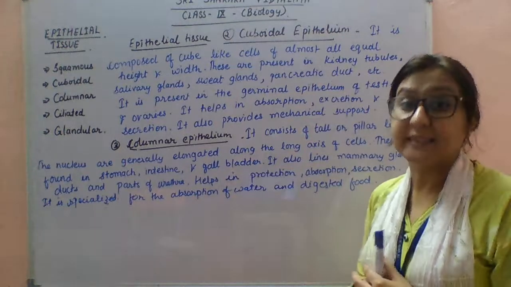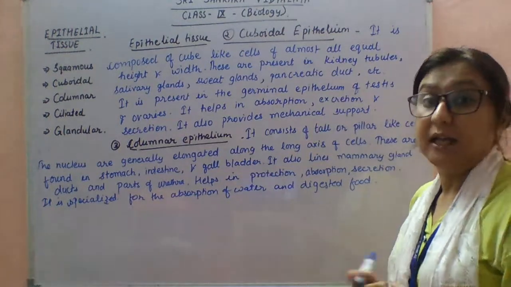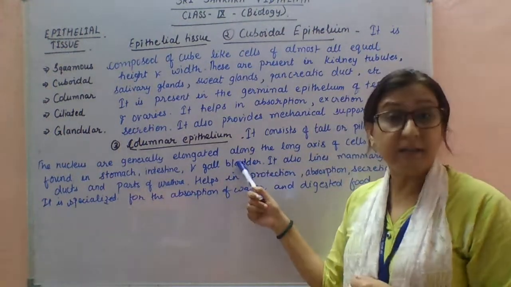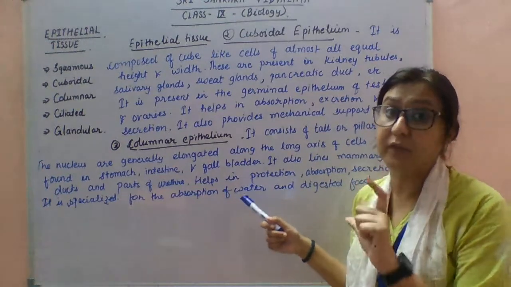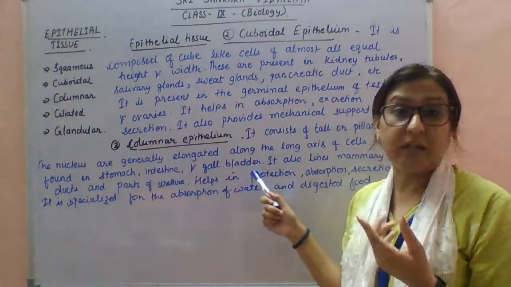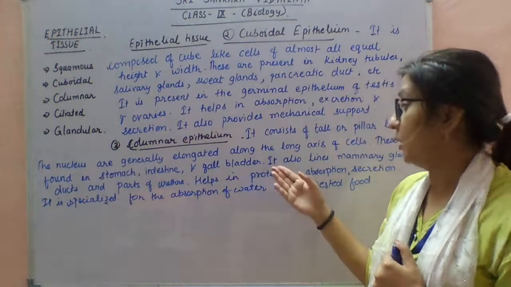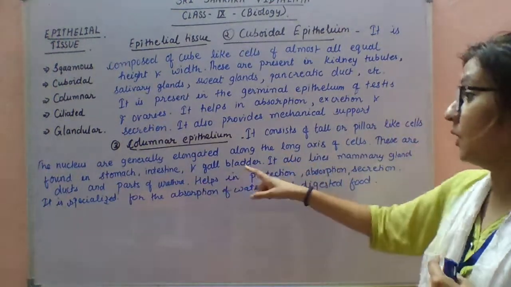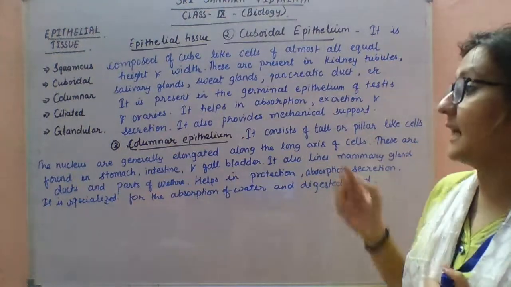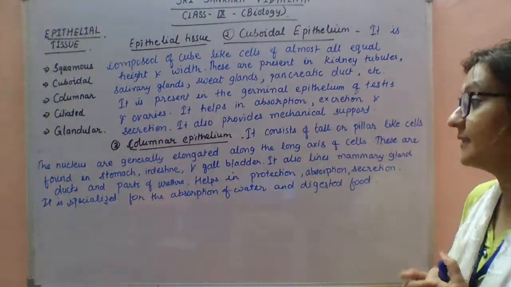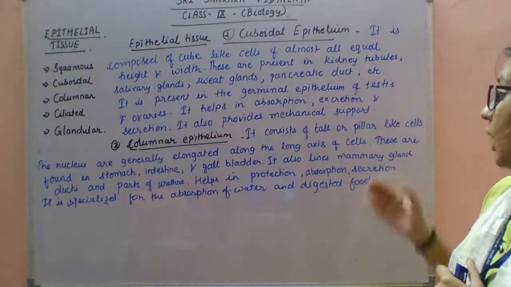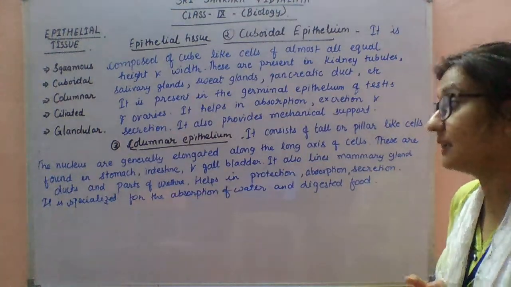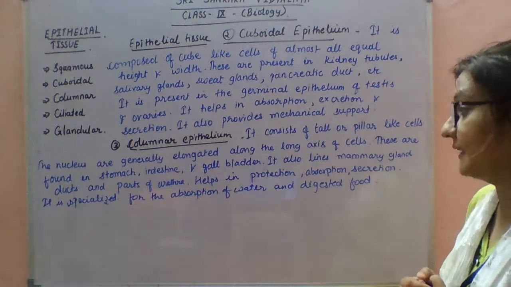These are found in the stomach, intestine and gallbladder. Gallbladder is situated in the liver. It is the temporary storage of the bile juice. So these are found in the stomach, intestine and gallbladder. It also lines the mammary gland ducts and parts of the urethra.